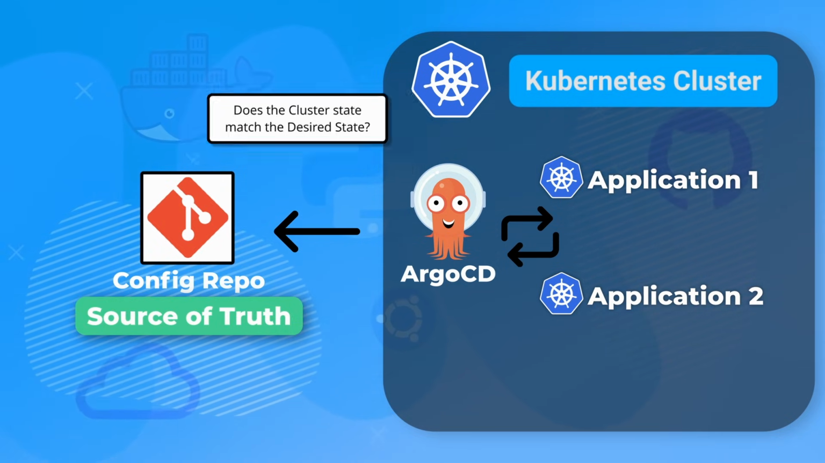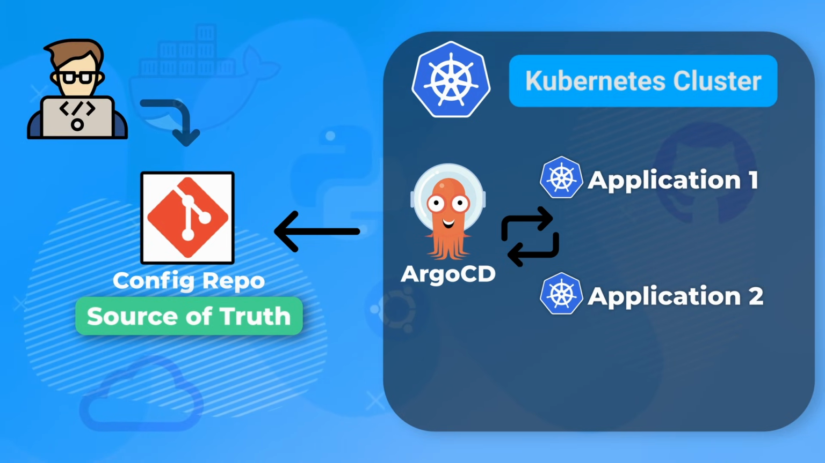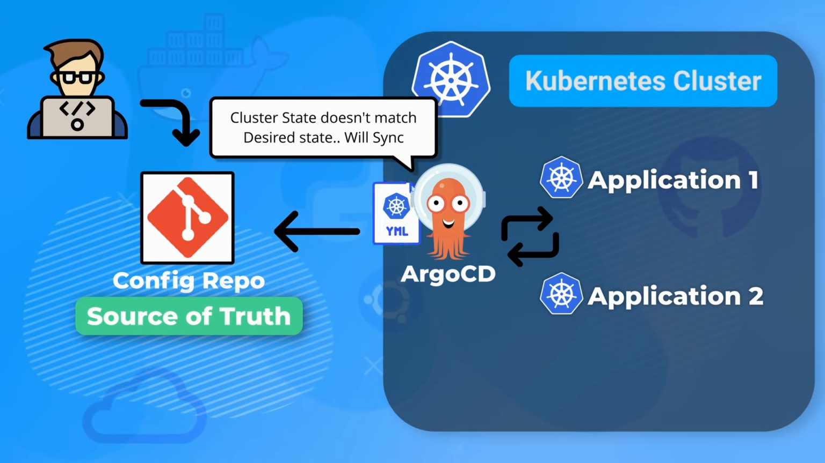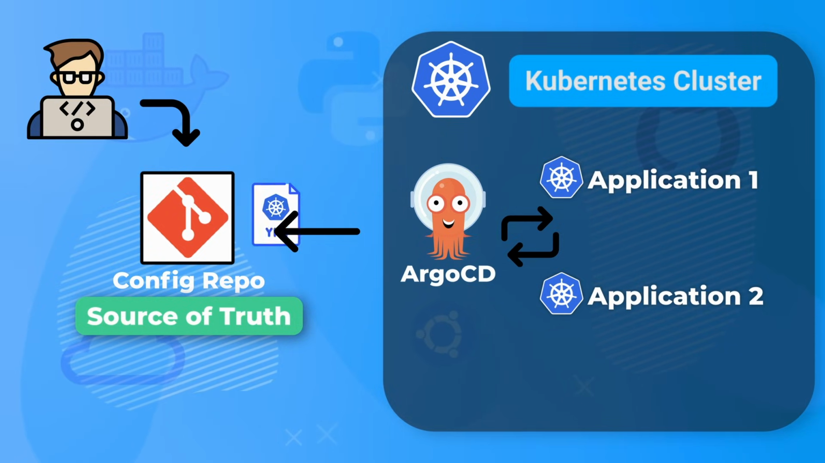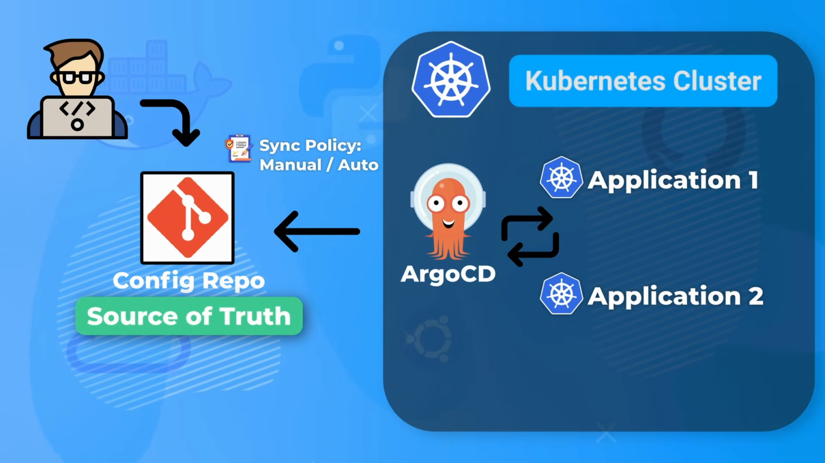Whenever a developer pushes changes to a Git repository, ArgoCD will detect the changes and sync them to the Kubernetes cluster. Syncing can either be a manual or automatic process depending on how you configure it. It can be a pretty common pattern to just automatically sync changes from dev and test environments, but have your production applications require someone manually syncing.